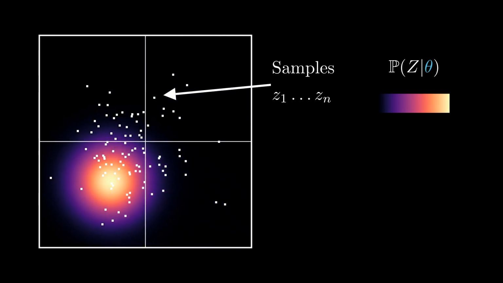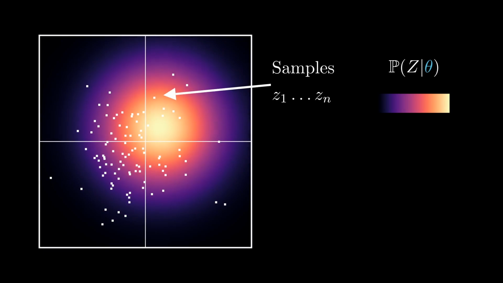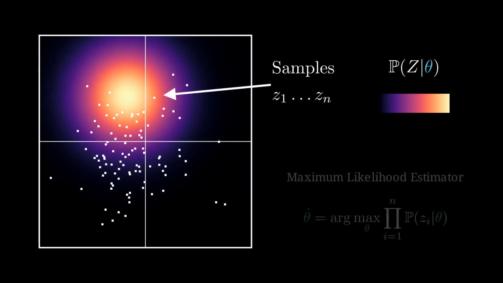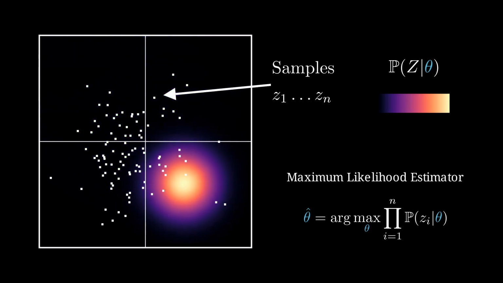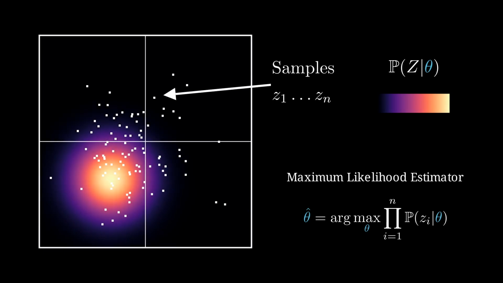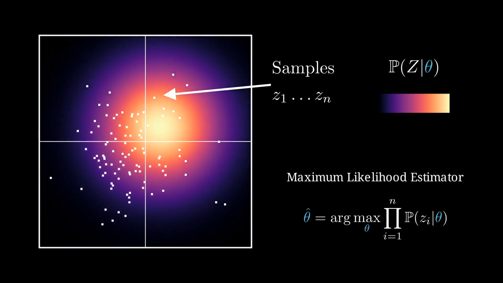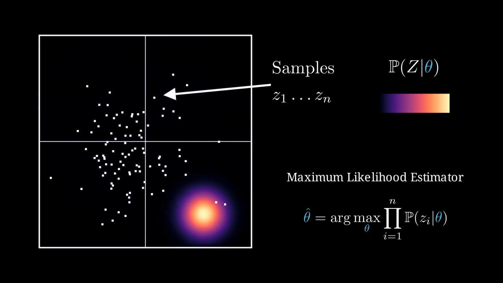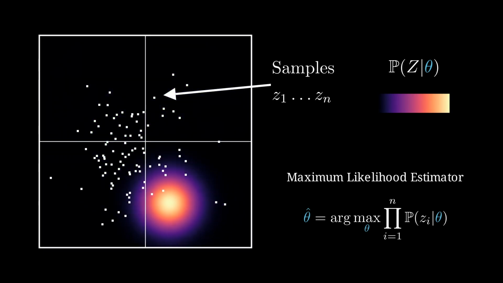So often the distributions come from a parametric family, p of z given theta, and the objective is to find the value of theta such that p of z given theta most likely generated the data. And this is exactly the maximum likelihood estimator. And here, the probability of generating all the data points z1 to zn given theta is a product of the probabilities of generating each of the samples, because they're assumed to be independent.